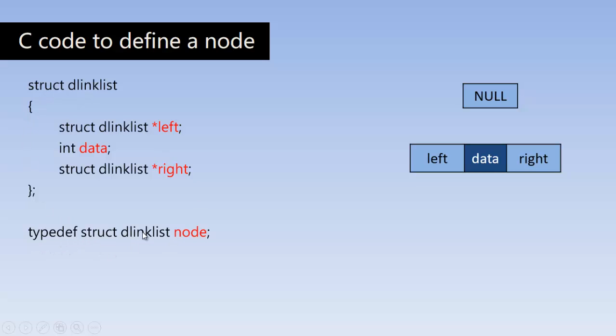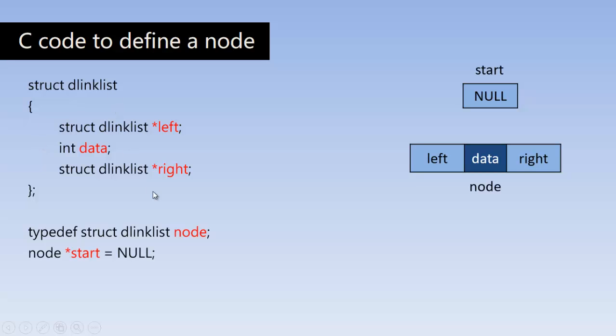Typedef struct dl linked list node. This means we are giving a new name to this structure, which is node. So now node is the name of this structure. Whenever I call node, I'm calling this entire structure, right? So node is another name of this entire structure, that is DL linked list, right?